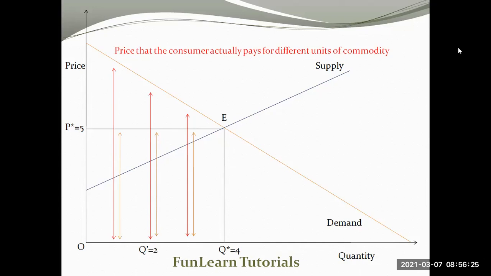So initially, the individual was willing to pay a higher amount of price for lower units of commodity. However, with the interaction of the demand and supply curve, the individual ends up paying $5 for every unit of commodity, which means essentially the individual is better off. Now, why is the individual better off and how much is the individual better off?